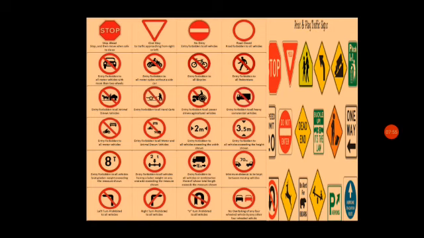Then the next one, with a car with a slash, you have entering forbidden to all motor vehicles with more than two wheels. We have entering forbidden to all motorcycles without a sidecar. We have entering forbidden to all bicycles. We have entering forbidden to all pedestrians. We have entering forbidden to all animal drawn vehicles.